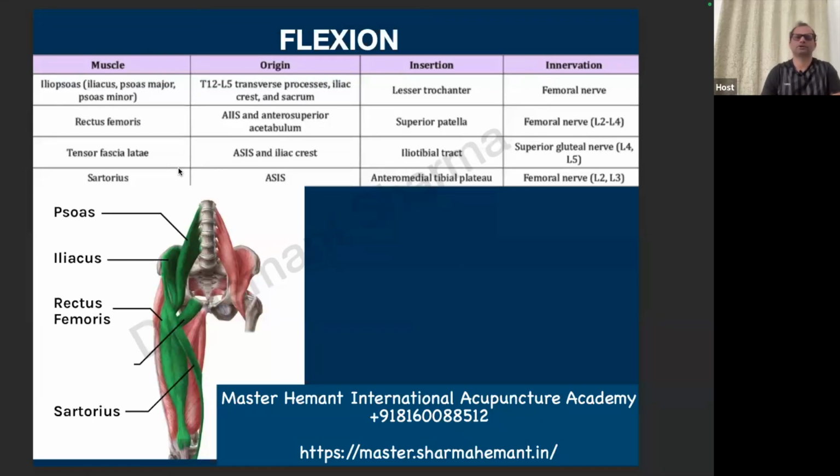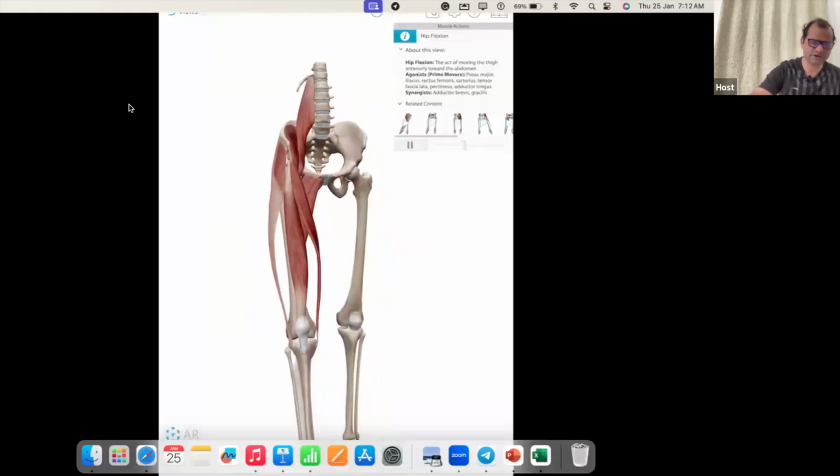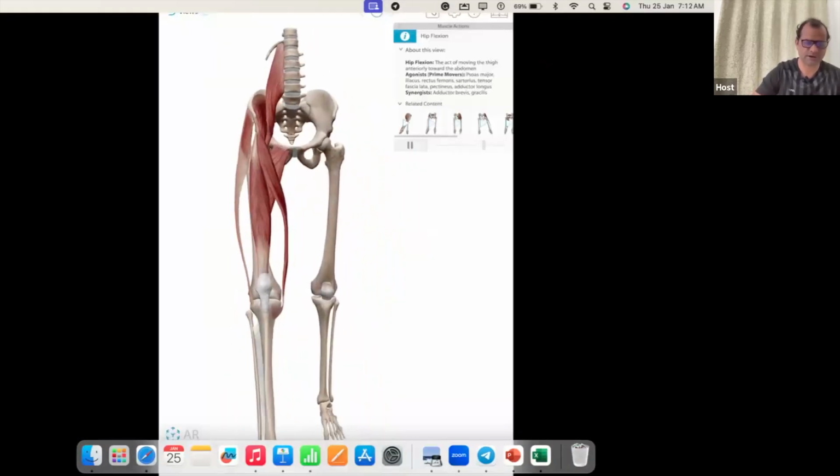Ultimately, most of the nerve supply is from the femoral nerve, because these are the muscles of the front compartment. ये सारी की सारी जो मसल हैं वो हमारी फ्रंट कंपार्टमेंट की हैं, इस कारण से इनकी नर्व सप्लाई femoral nerve है. We can see in this image, these all are the muscles.